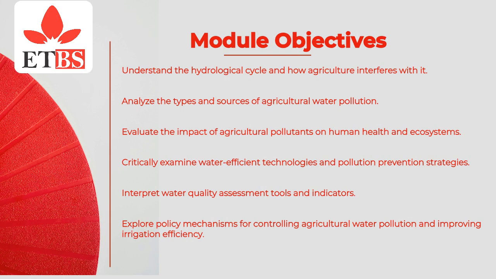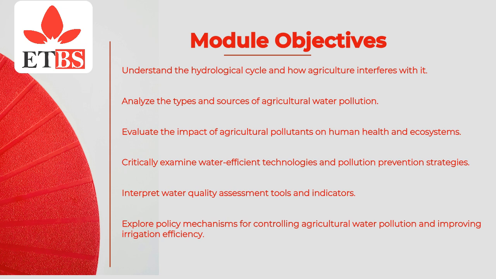By the end of this module, you should be able to: 1. Understand the hydrological cycle and how agriculture interferes with it. 2. Analyze the types and sources of agricultural water pollution. 3. Evaluate the impact of agricultural pollutants on human health and ecosystems.